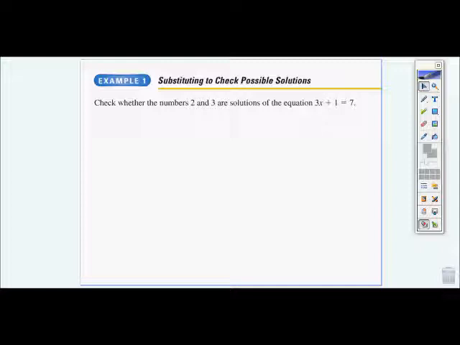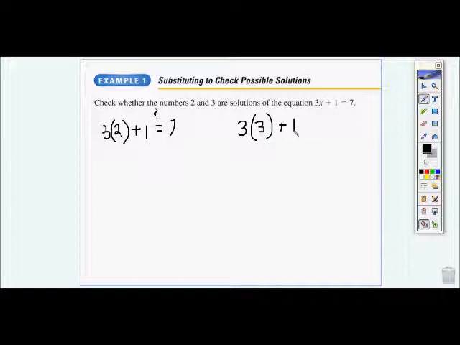So the first thing we're going to do is to check to see if the numbers 2 and 3 are solutions of the equation 3x plus 1 equals 7. The way that we do that is to substitute each of them in to see if it is a true statement. So we have 3, and then we're going to substitute in 2 first, plus 1, and we want to know if that's a solution, it will equal up to 7. And I'll write the other one. 3 times 3 is what we're going to substitute in this time, plus 1. Is that going to be a true solution?